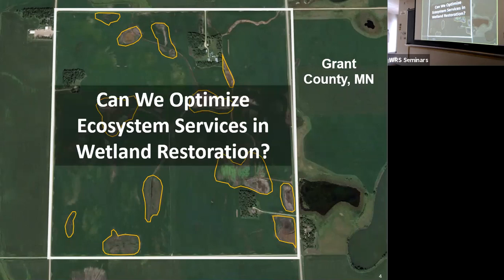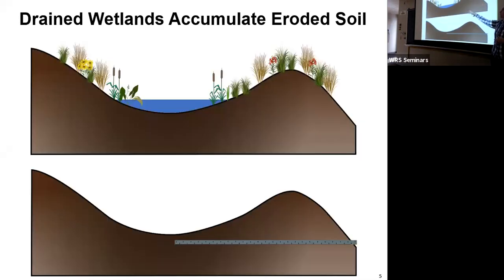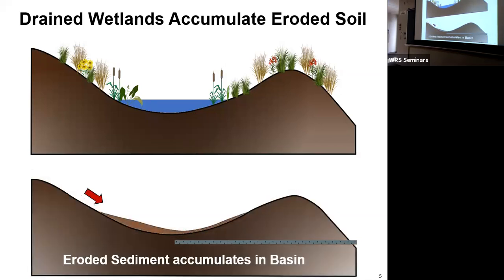Having said that, we have an extra hurdle. That extra hurdle is that small basins like these that are surrounded by agriculture tend to accumulate eroded soil from the surrounding landscape. In the past, we had a landscape that was dominated by prairie, at least throughout the prairie pothole region. And when we converted all of this land to agriculture, we lost all of these deep-rooted plants that essentially held the soil in place. So now when we have rainfall events, we get erosion of the surrounding landscape into these little wetland basins.